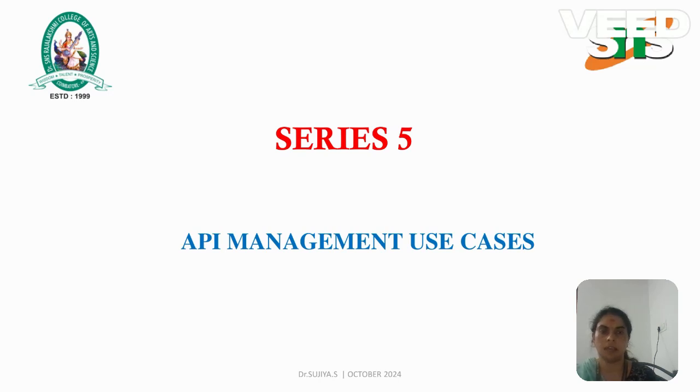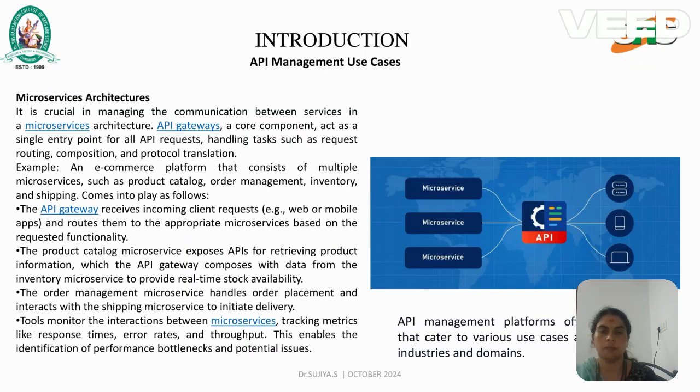In Series 5, I'm going to discuss API management use cases. API management use cases are crucial in managing the communication between services in a microservice architecture. An API gateway is a core component that acts as a single entry point for all API requests, handling tasks such as request routing, composition, and protocol translation.